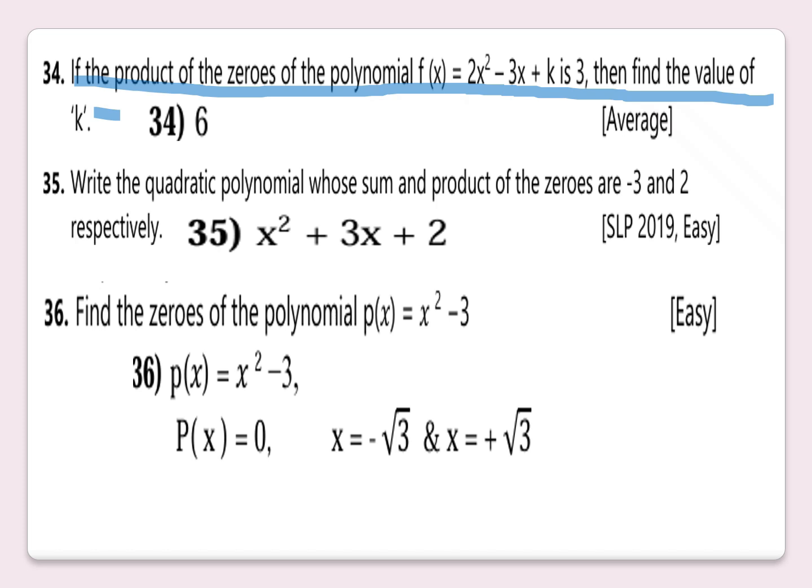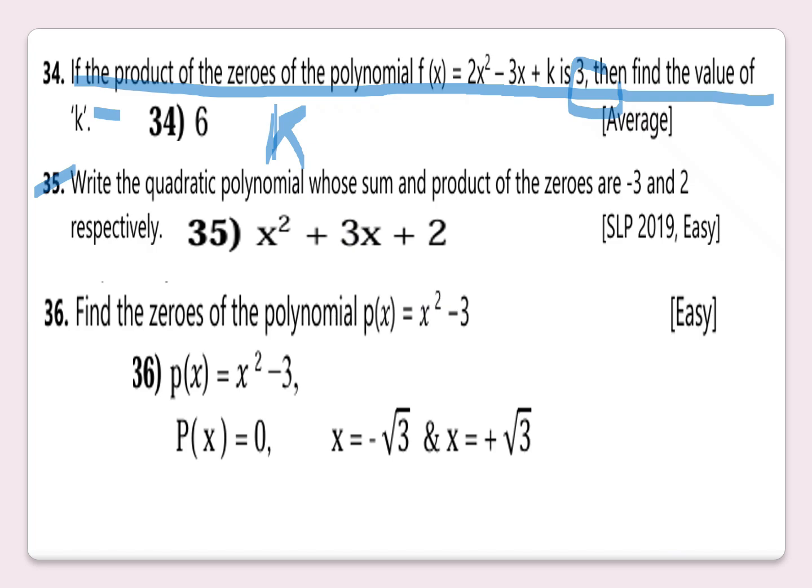Or you can substitute this 3 value also here: 18 minus 3 into 3 plus k. If you solve, you will get k minus 6 is equal to 0. So k is equal to 6 here.